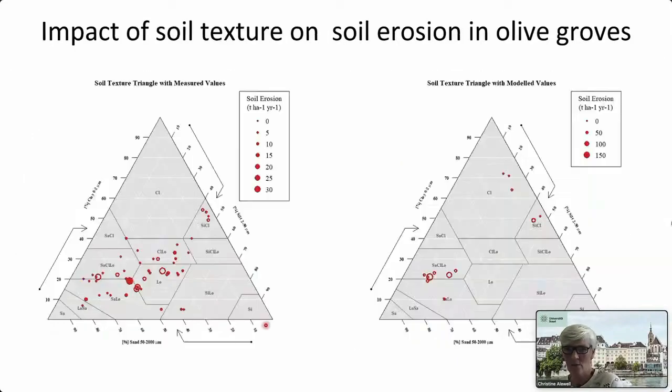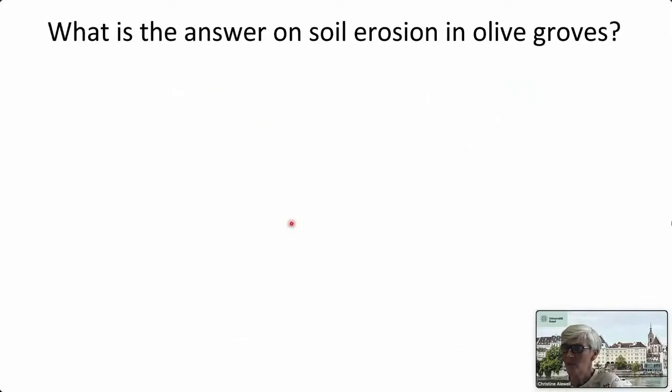We looked at soil texture. This is for the measured values. This is for the modeled values. The soil texture triangle here. Also, we see no clear indication for soil texture. So what is the answer on soil erosion in olive groves from this meta-analysis of soil erosion studies in Mediterranean olive groves?